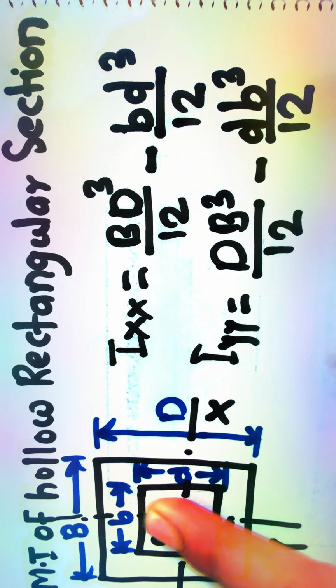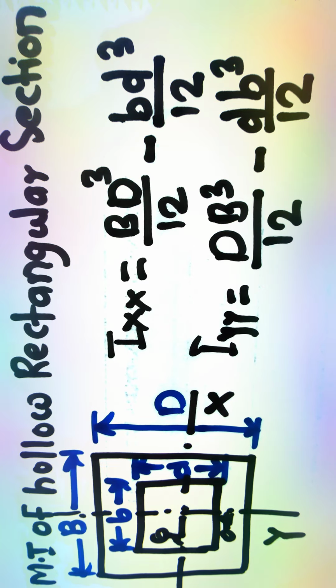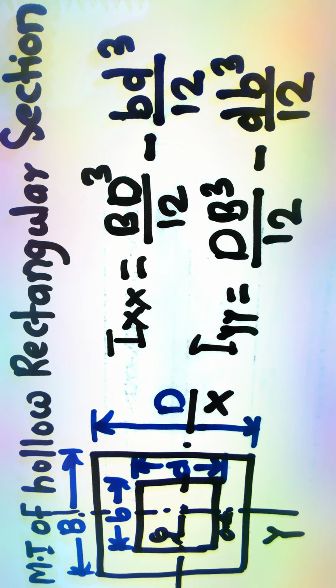divided by 12. A very simple trick to remember the formula for a rectangular or hollow rectangular section is front side into side cube divided by 12.